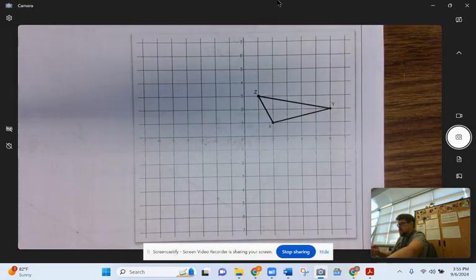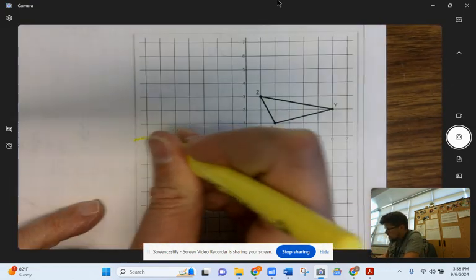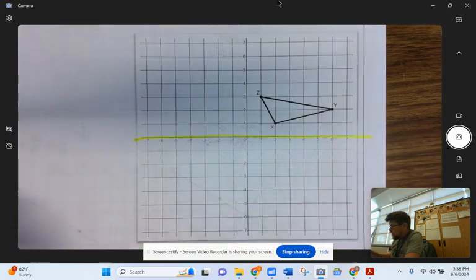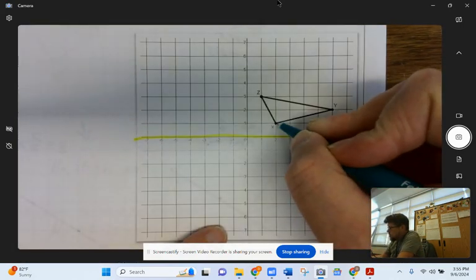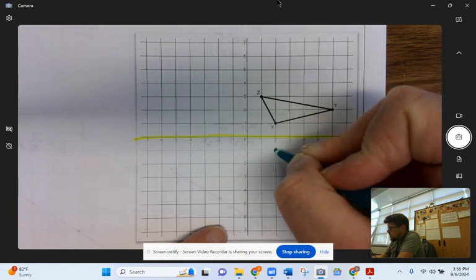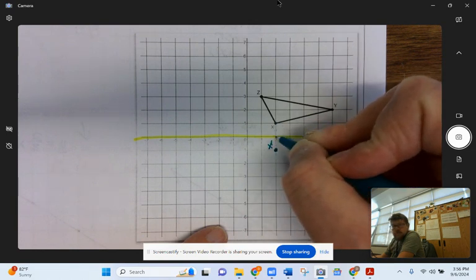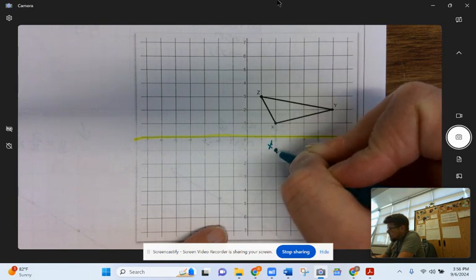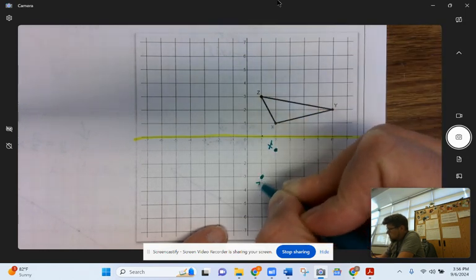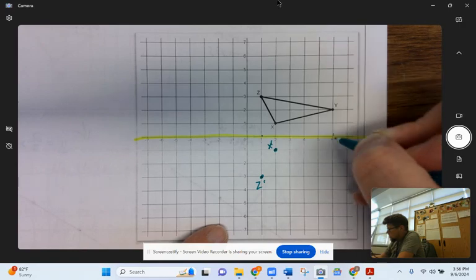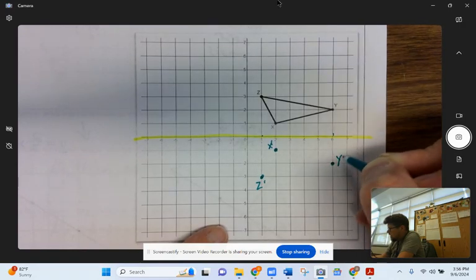So the x-axis is again the horizontal axis here. Okay. So how you do a reflection is you figure out how far each point is from that line, and then you go directly on the other side that same distance. So x is 1, so x prime is 1. Z is 3, so z prime is 1, 2, 3 down. And y is 2, so y prime is 2 down right there.